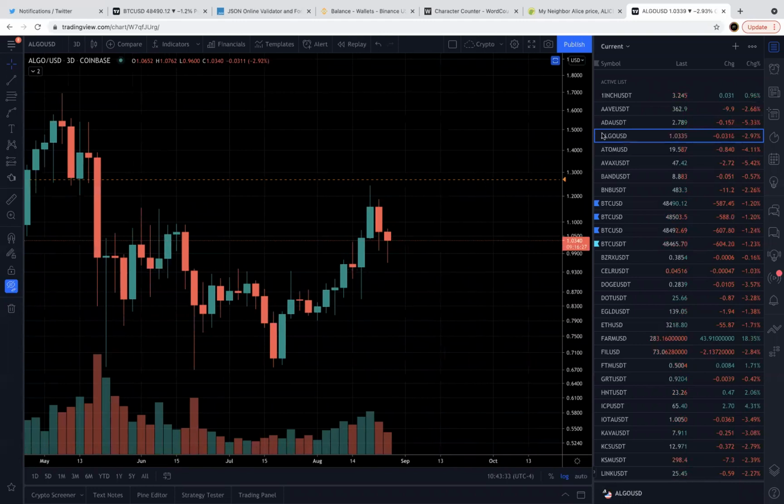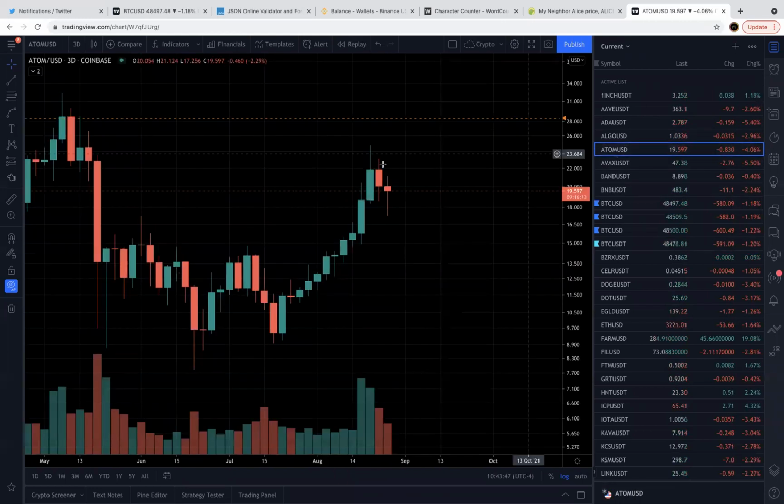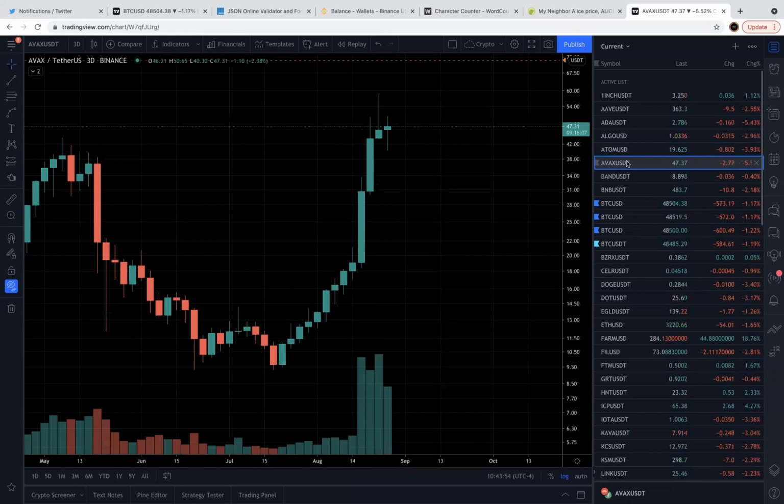Algo is similar to Aave, nothing different. You see, this reaction is because of this resistance over here, and then this is under the influence of BTC. Very similar behavior. This is under the influence of BTC. Nothing different. They are doing well.